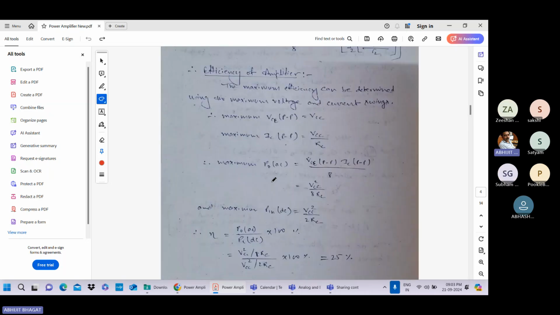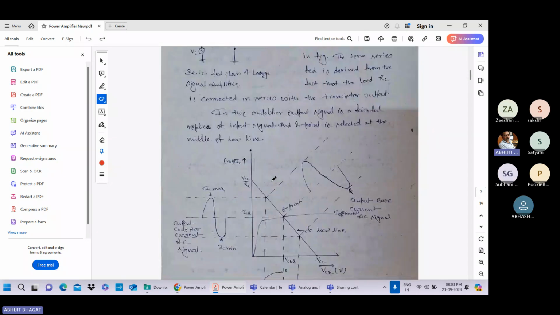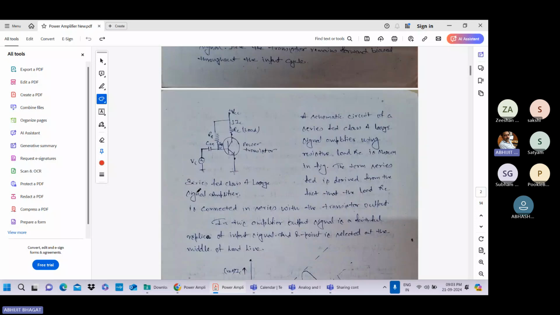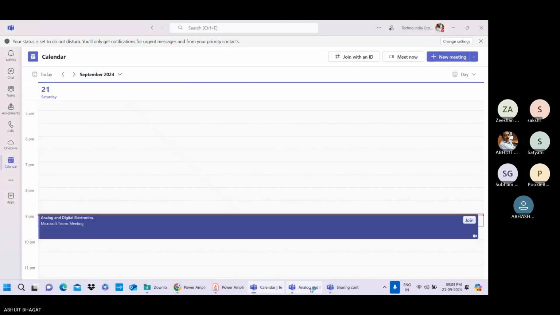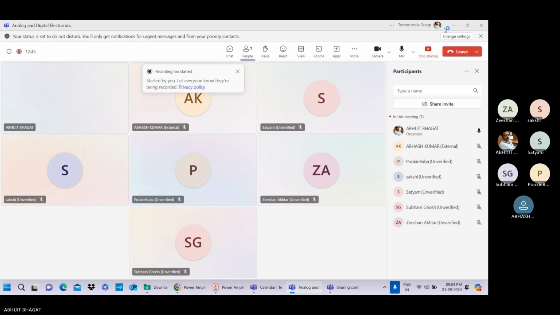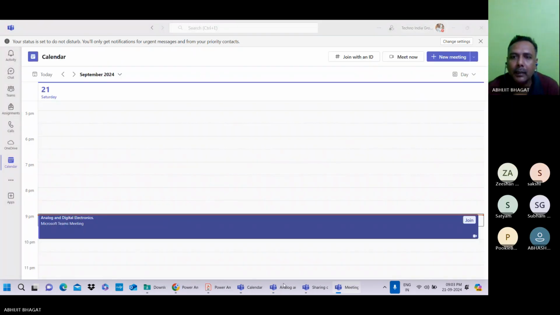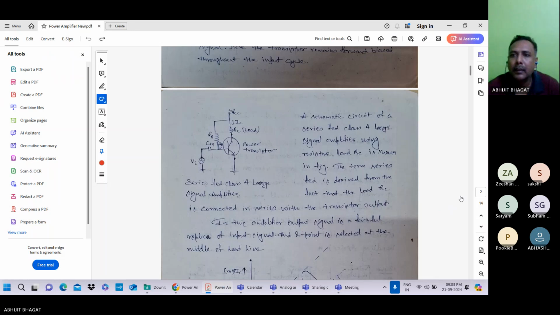Last day I was discussing the class A power amplifier, the series fed class A power amplifier. This is the circuit diagram for the series fed class A power amplifier. In case of series fed, your load is connected in series with the output terminal. So this is the series fed class A amplifier.